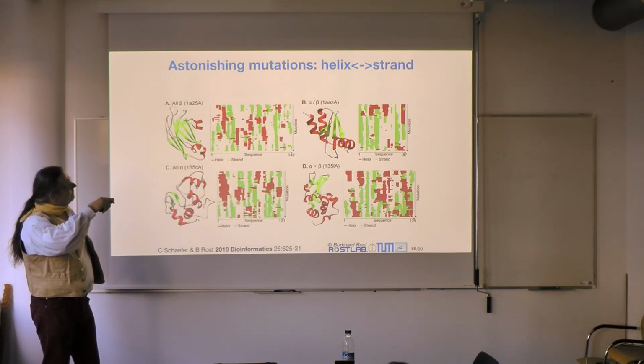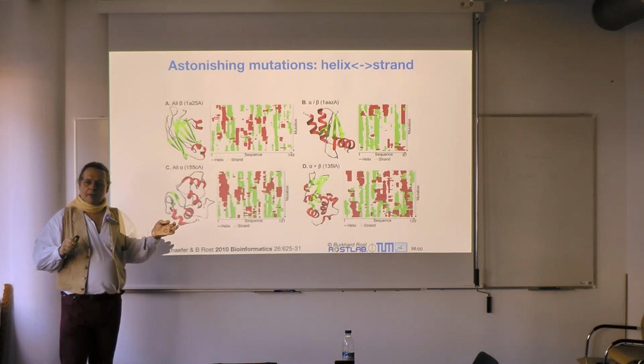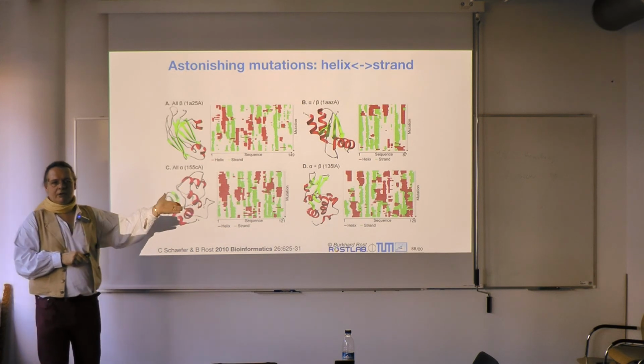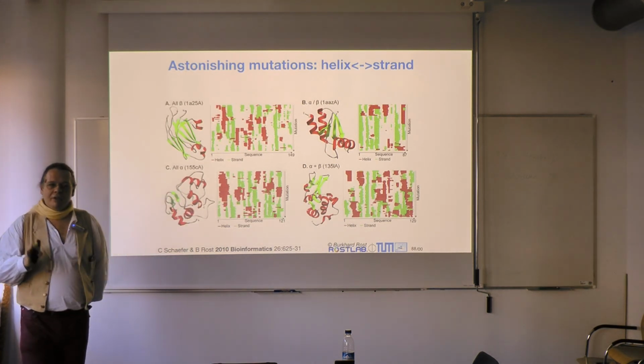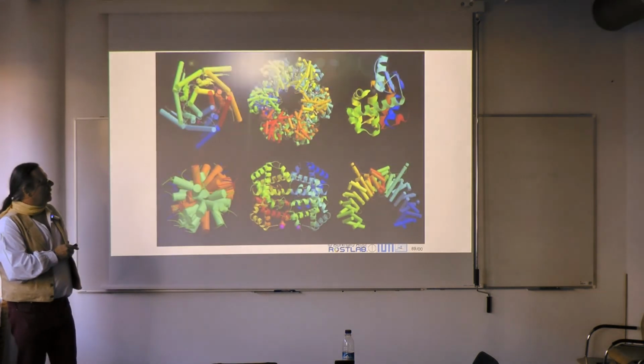So sometimes you begin with a beta strand and you mutate into something that is predicted to be an alpha helix. Sometimes you begin in a region, it's the same here, with an alpha helix and you mutate into a strand. So you mutate strands and helices into each other, and you see that quite often, actually. This is just 4 examples that we looked at. Everything we looked at looked somehow like that, which was surprising to us.